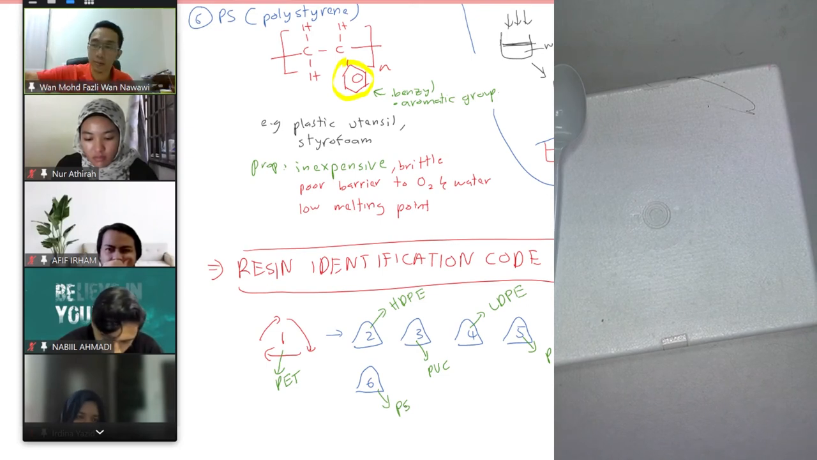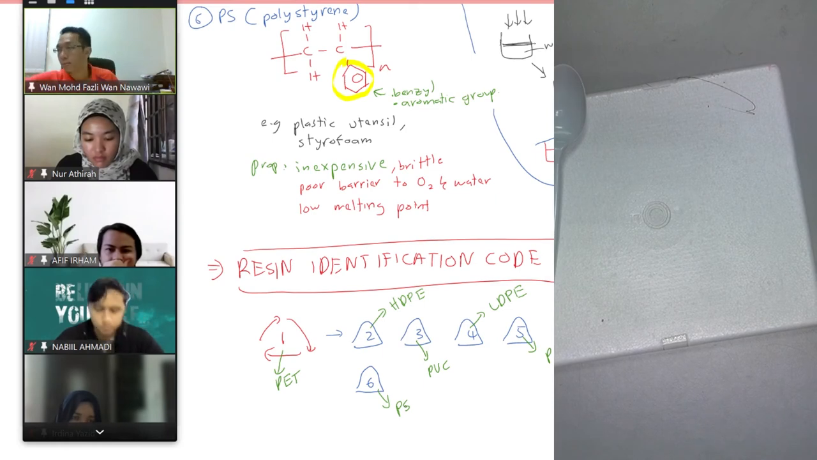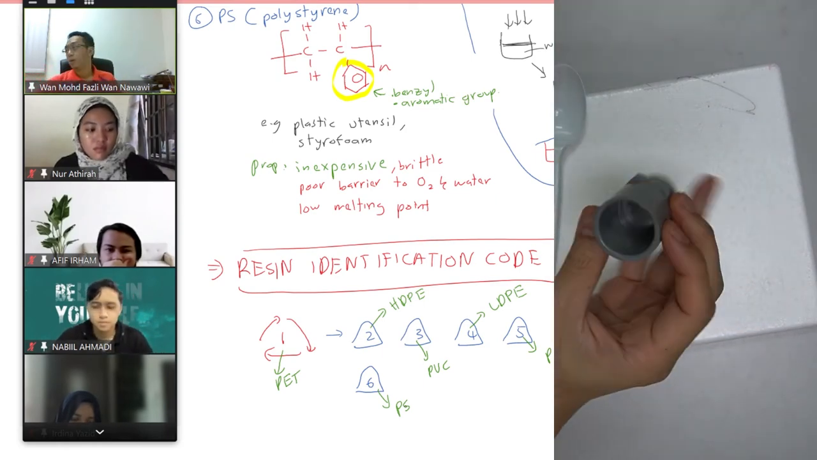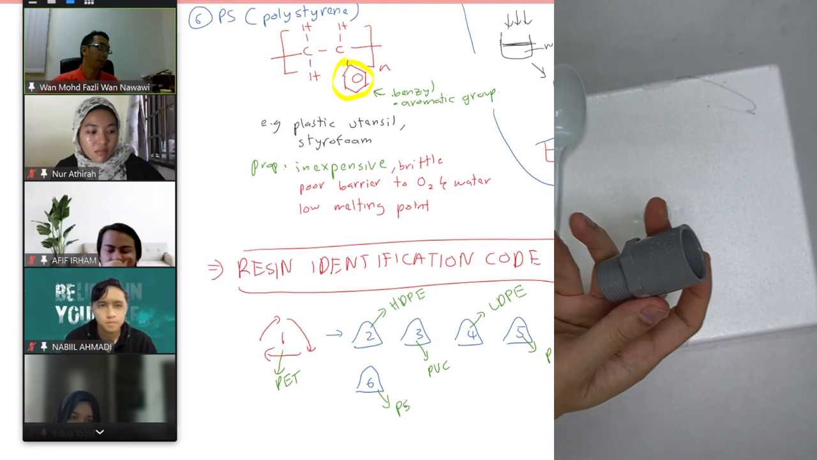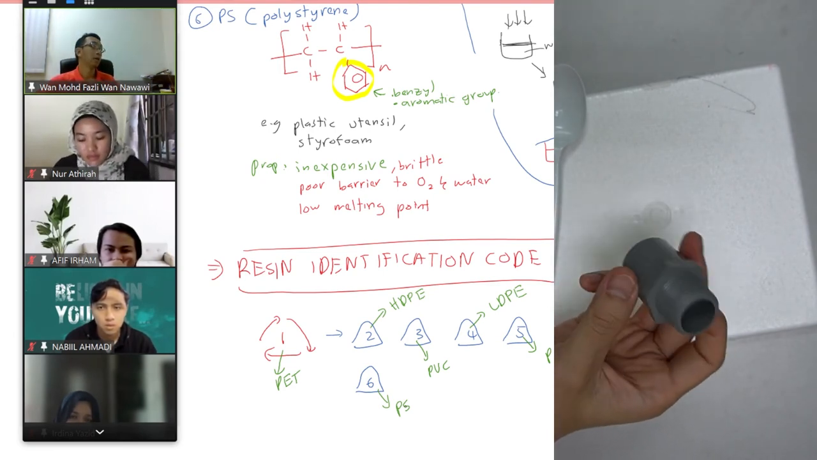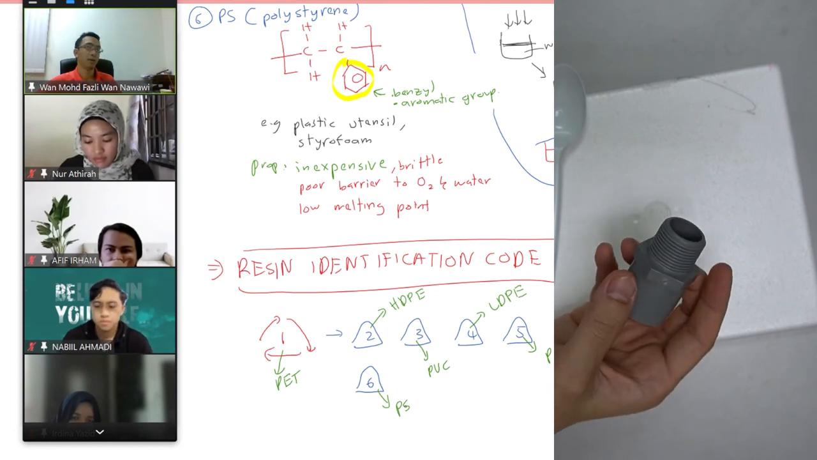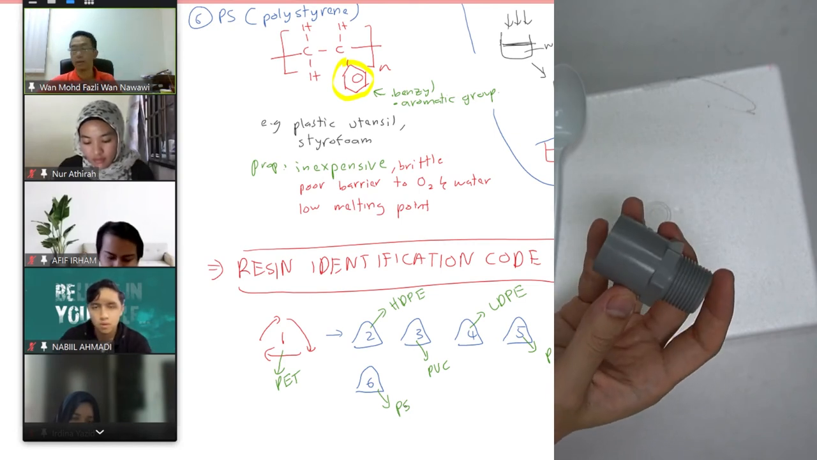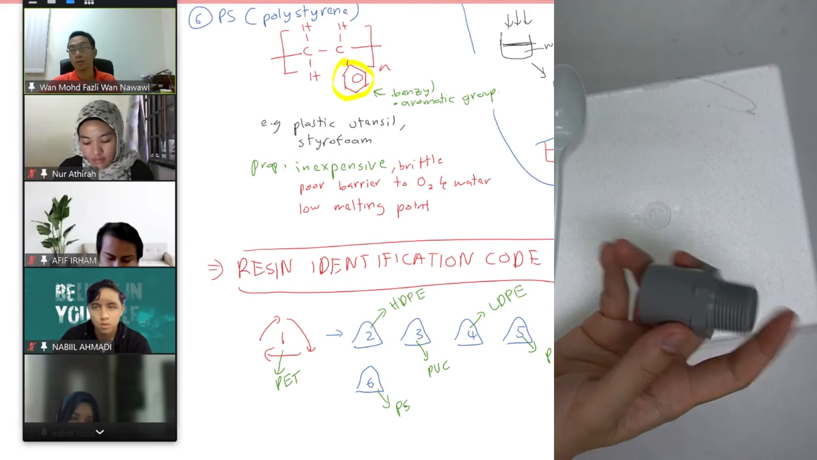Okay, so this is HDPE, and then there is PVC, normally the pipe. For the pipe, normally they don't put the symbol, but most of the pipes in your home, the ones in grey or white, are made from PVC.